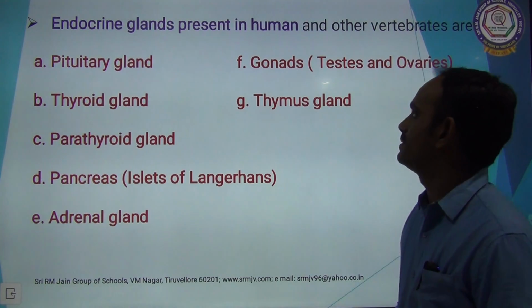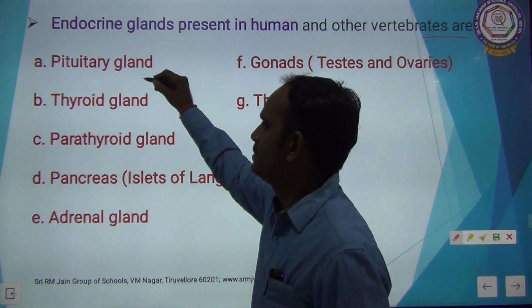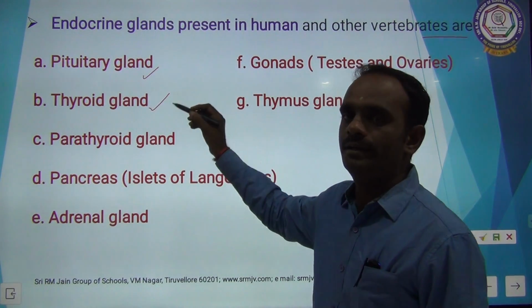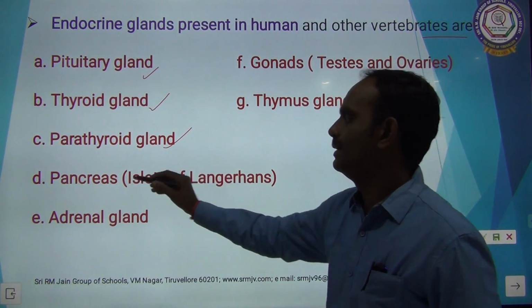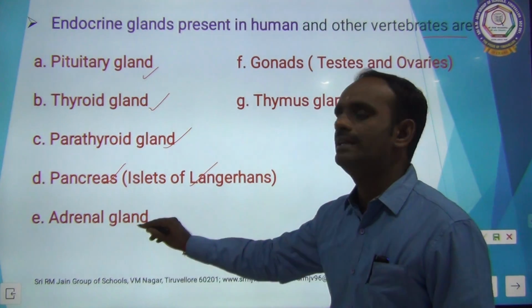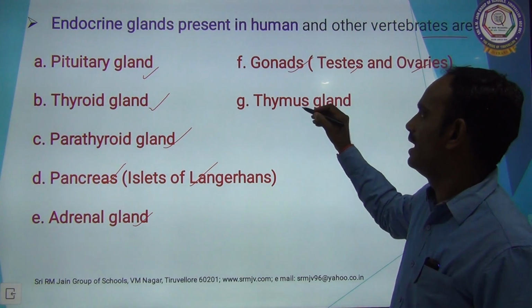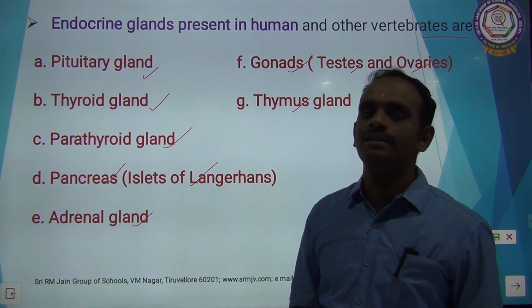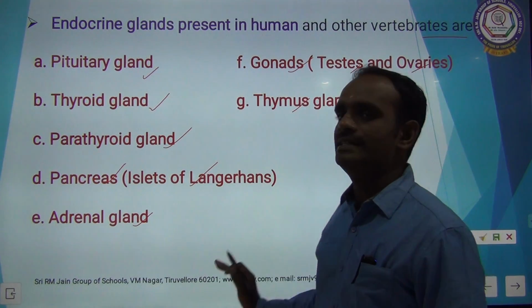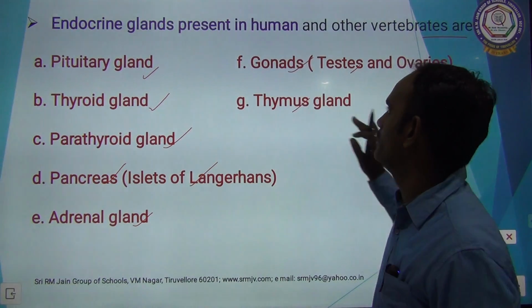Endocrine glands present in human and other vertebrates are pituitary, thyroid, parathyroid, pancreas, that means islets of Langerhans, adrenal gland, gonads, testes and ovaries, and the last one is thymus gland. So all these are the various endocrine glands present in various parts of the body.